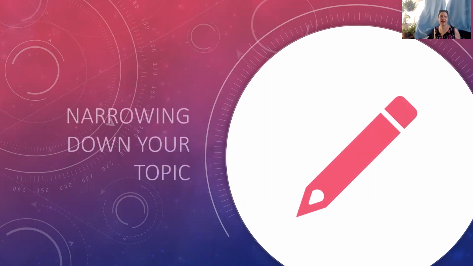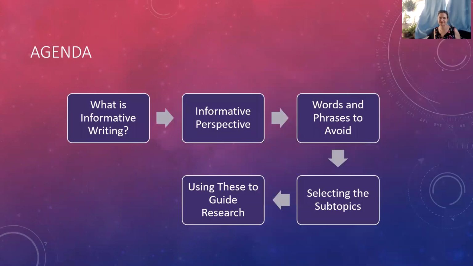This time, we're going to look at how to narrow down your topic for your informative writing. We'll look at what informative writing is, the informative perspective, words and phrases to avoid, selecting subtopics, and using these to guide your research.